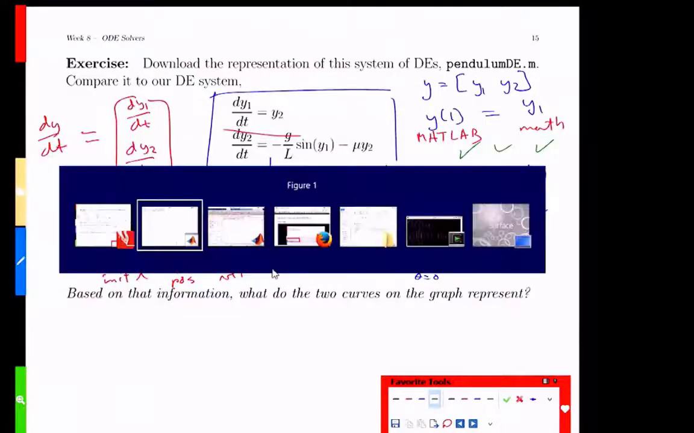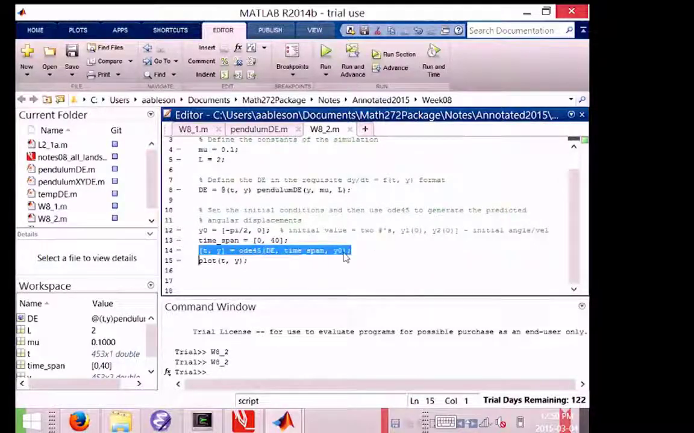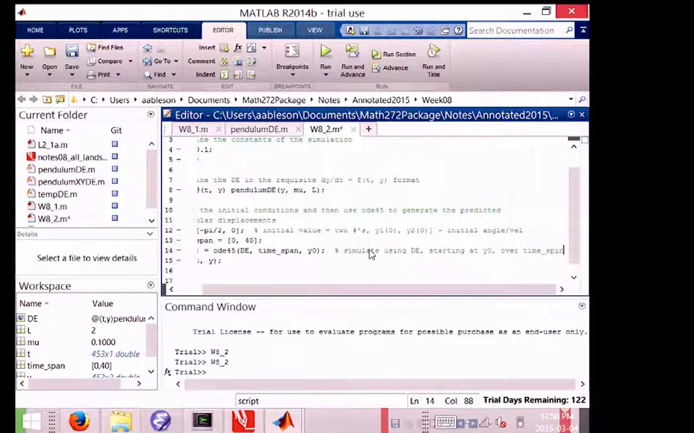So let me pause and just go back to the code for 1 second here, and just remind you that this line is equivalent to: simulate using the DE, so using our pendulum rules, starting at y0, which is now two things, initial velocity and initial position, and simulate for the time span that was given. You define all that. You say to the solver, which is a simulator, here's my set of rules, here's how long I want you to simulate for, start and end, and here's where you're going to start the simulation in terms of velocity and position.